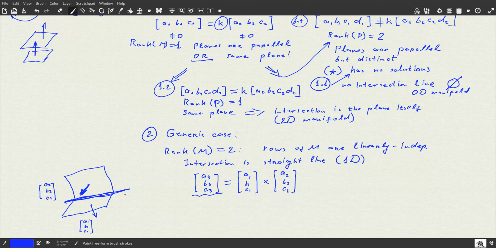Only my question is, in this particular case, to the left or to the right in my hand drawing? This vector would be pointing along this line to the right or to the left? To the left.